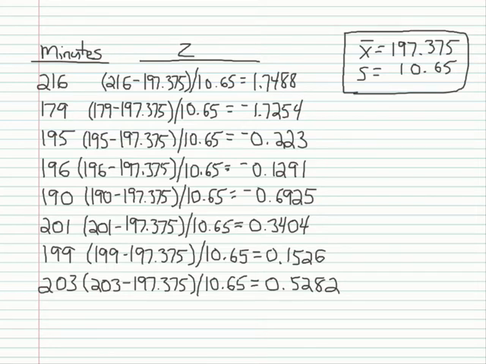Again, remember, you can check your work by looking at the value. If it's larger than the mean, you should have a positive z-score. But if it's less than the mean, you should have a negative z-score. You can also add up the z-scores, and the result you get should be zero. And in this case it is, even with the rounding. Adding up the z-scores is zero.